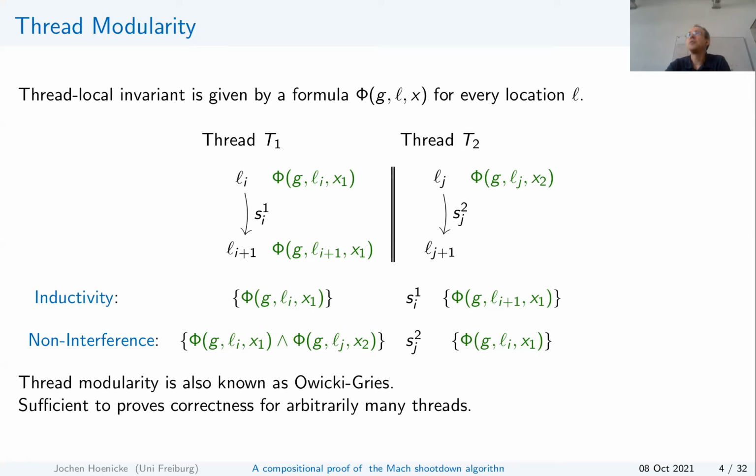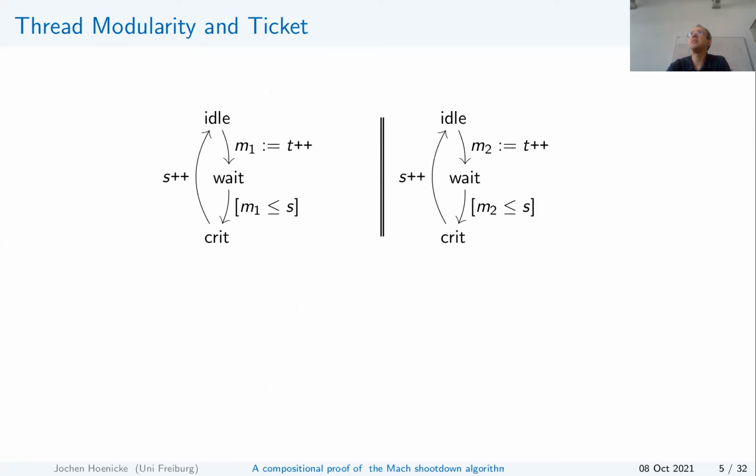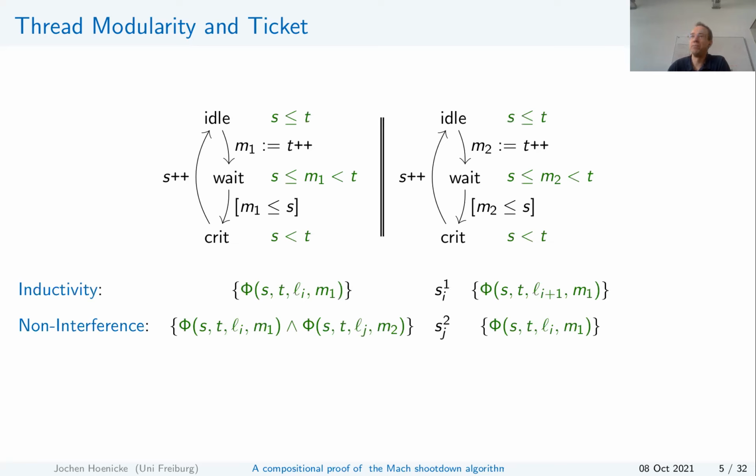But at least we may prove that, for example, the ticket dispenser number is always greater equal than the number on the display. So there's a problem if the tickets that you draw are too small, then you can enter the critical section immediately and then the property wouldn't hold. So here we would like to prove that S is smaller equal T, and we could try this. So this would be a possible thread modular proof for this.